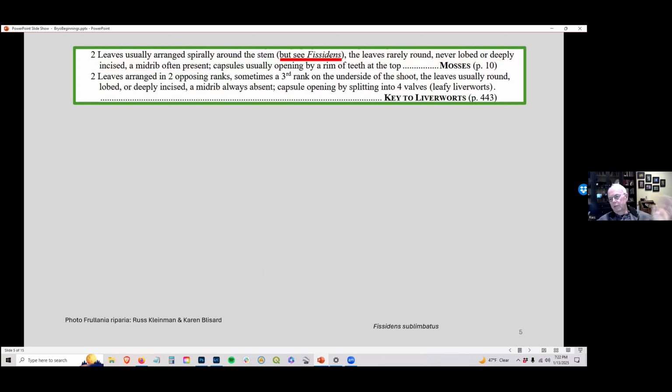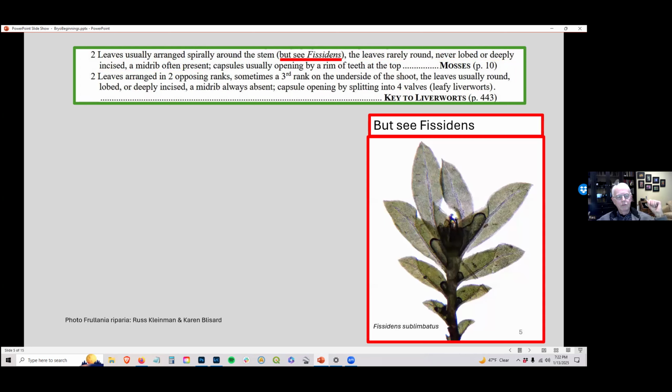The exception, but see Physidens. That was in the first number two, remember? This picture was taken when this plant was squashed between a slide and a slipcover. So yes, it would be flat, but it looked exactly the same before I squashed it. And you can see that this is a moss. It has a midrib here, or a costa.